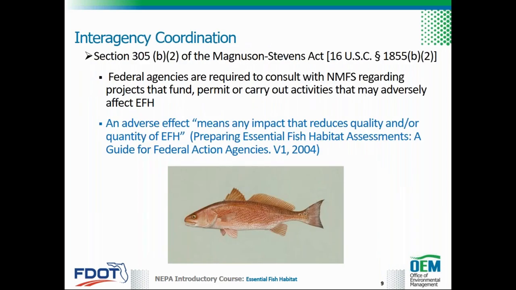Interagency coordination is outlined in Section 305(b)(2) of the Magnuson-Stevens Act. As per the Act, federal agencies are required to consult with the National Marine Fisheries Service regarding projects that fund, permit, or carry out activities that may adversely affect EFH. An adverse effect means any impact that reduces quality and/or quantity of EFH.